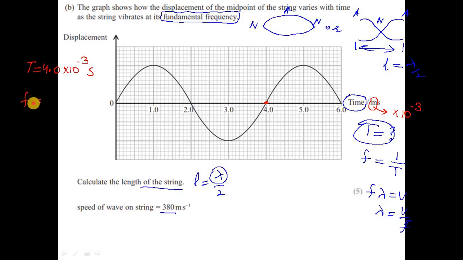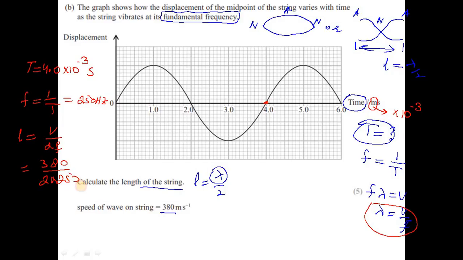Now you have a time period in seconds. You can do F is equal to 1 upon T, so frequency will be equal to 250 Hertz, and then lambda is equal to V by F. So if you substitute lambda as V by F here, length would be equal to V by 2F. So V is 380 divided by 2 times 250, and then length is equal to 0.76 meter.